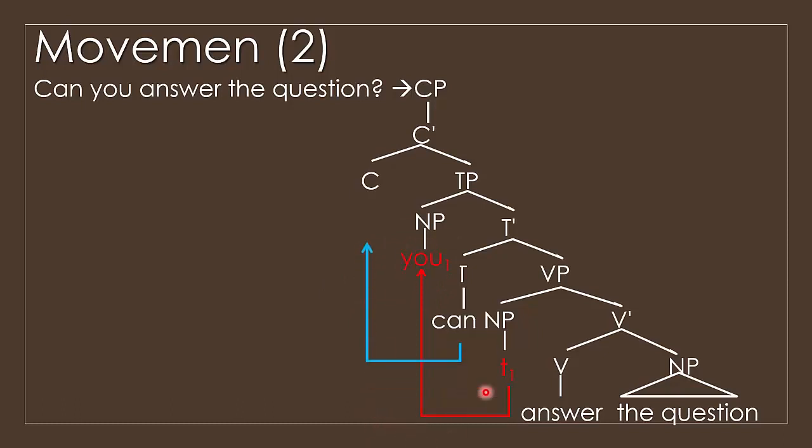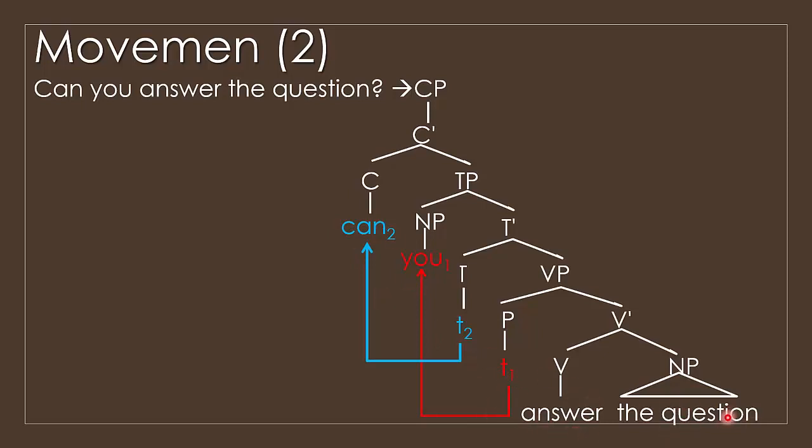And then the second is the movement of can over here. So can here is produced in the T position as the head of TP. And because this is a question, then can here has to move to this position. And we have, can you answer the question?